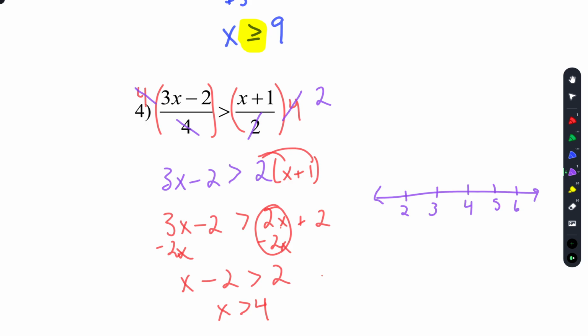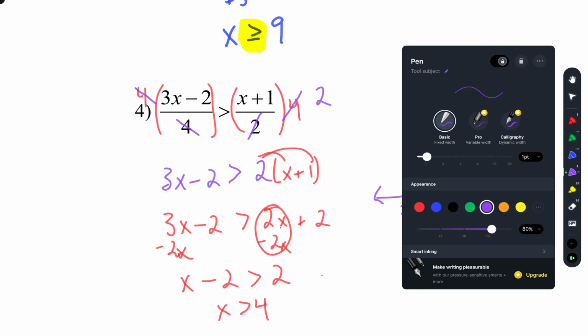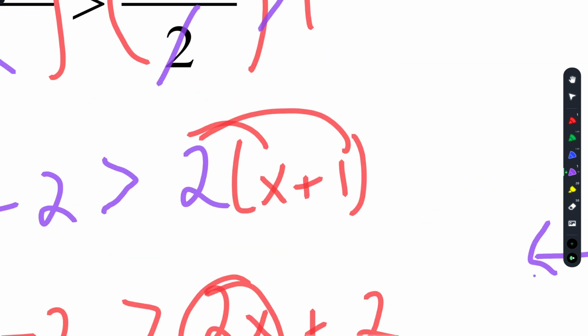Is it going to be an open dot on 4 or a closed dot on 4? Open. Yep.